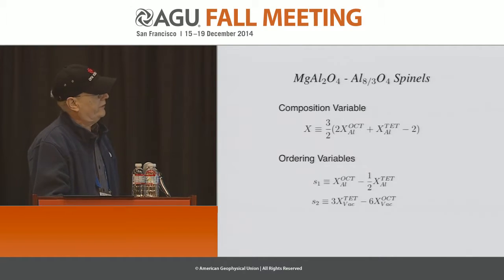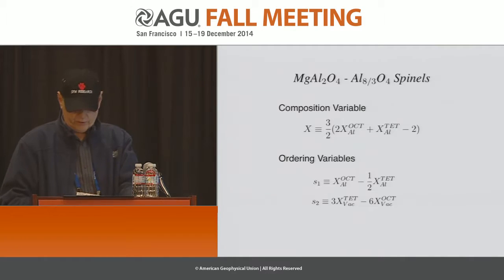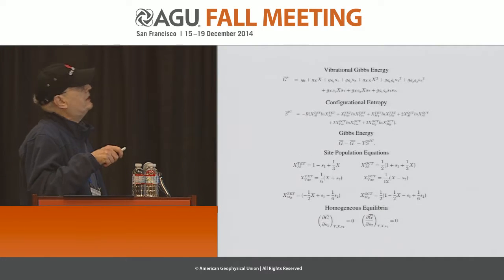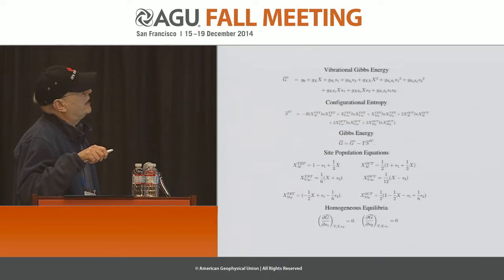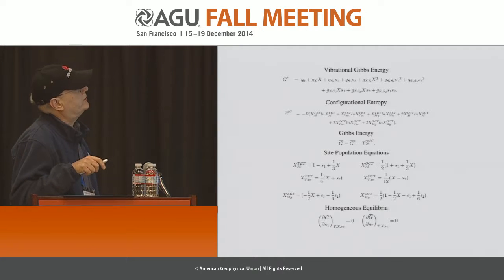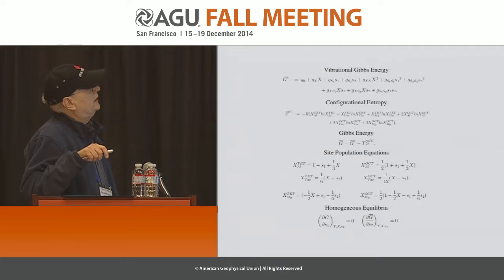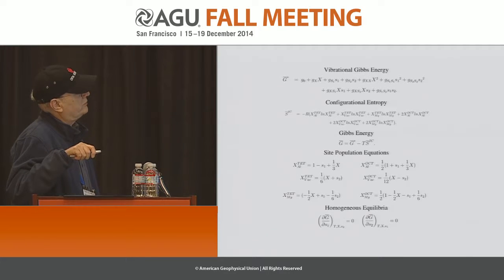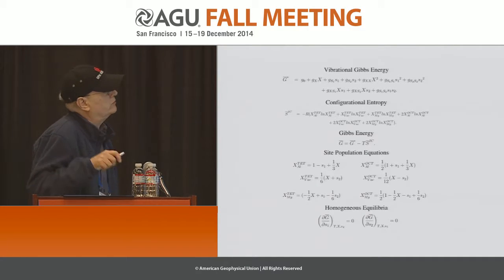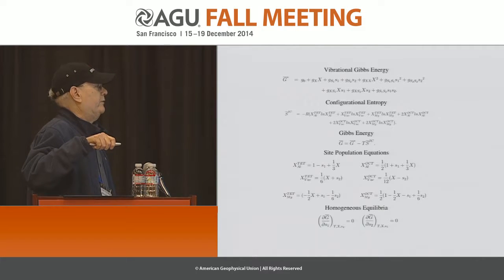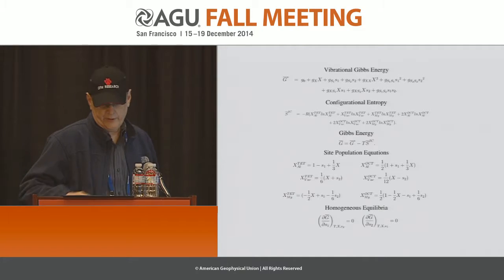of these Fd3m spinels. And of course, then we can use the usual methods of using a Taylor expansion of second degree in these composition and ordering variables to describe the vibrational energy and Gibbs energy, and the usual methods to describe configurational entropy. But here for the X's we have to substitute in our variables, the X and the S1 and S2 ordering variables. And to solve for those, we solve for the partial derivatives of the total Gibbs energy with respect to the ordering variables at constant temperature and composition, setting both of those equal to zero and solving them iteratively.